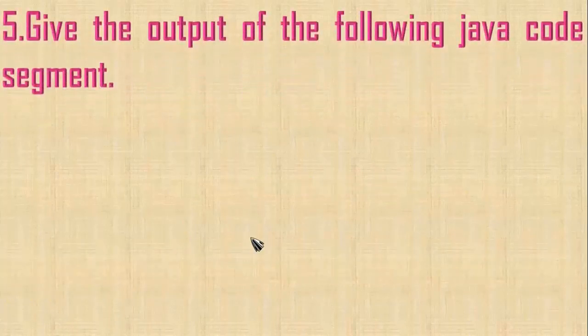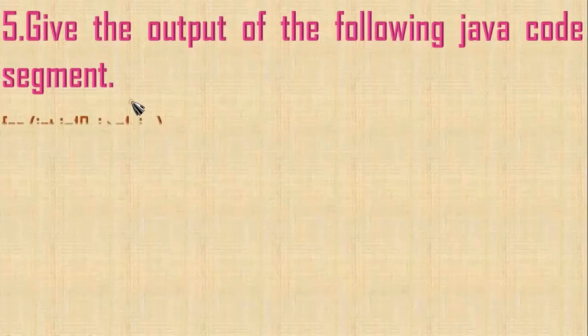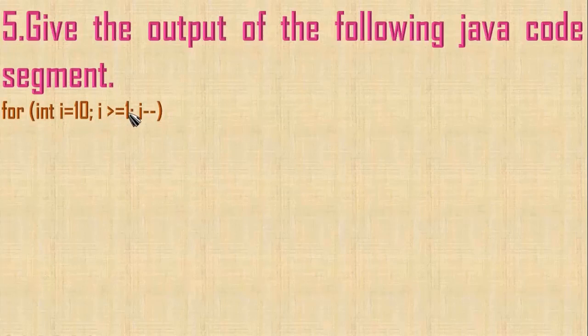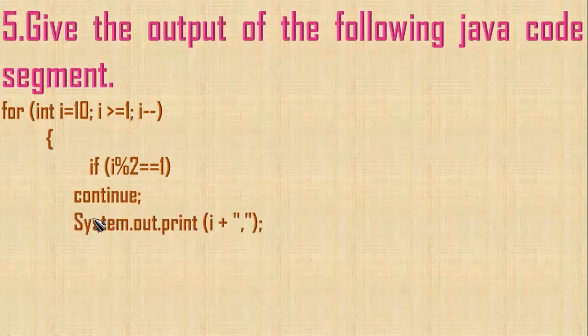Next, give the output of the following Java code segment. for int i = 10, i is greater than or equal to 1, i--. If i mod 2 is equal to 1, continue. Continue means it will skip this, it will go to the loop again. So here i is 10, which is true, it will enter the body of the loop. i mod 2 is 0, that is 10 divided by 2 gives 0 as remainder. So what happens? It is not true, so it will print 10.